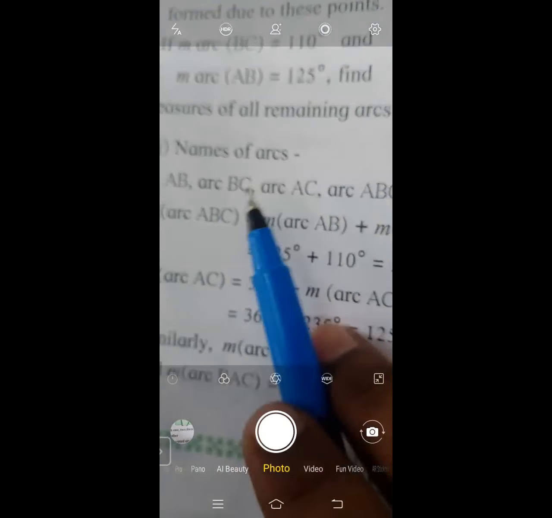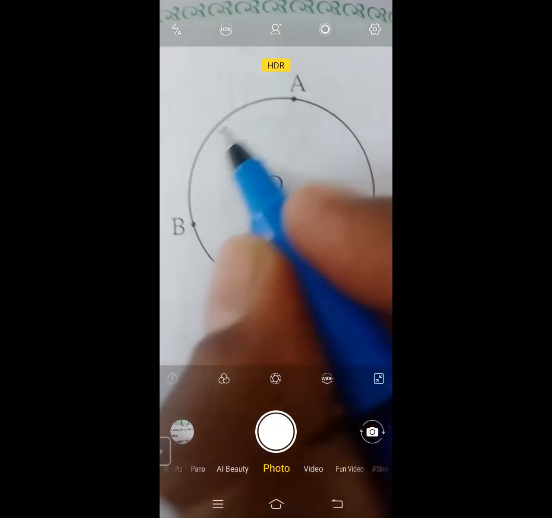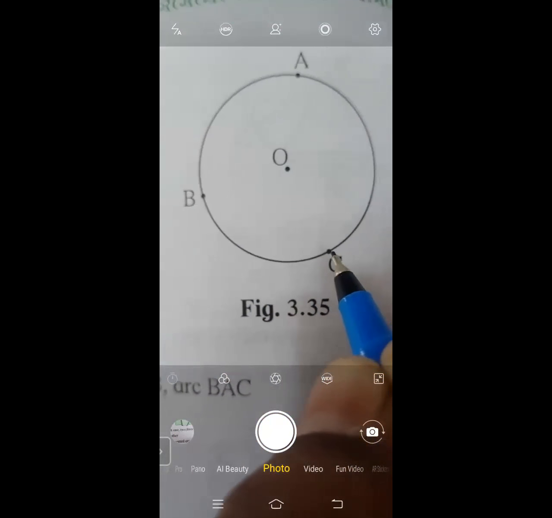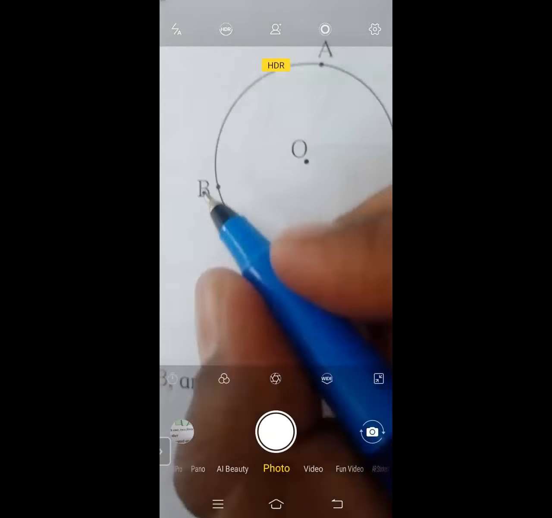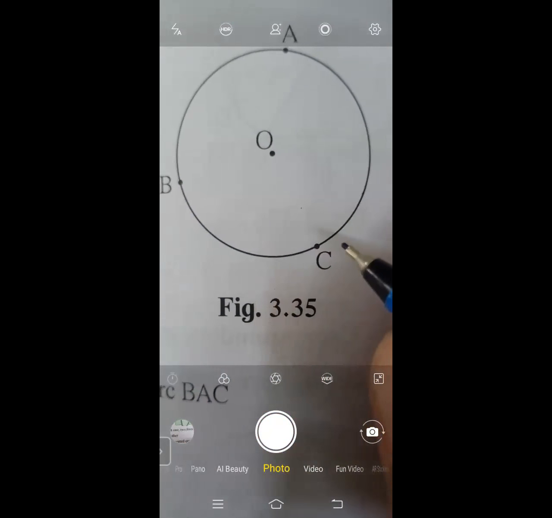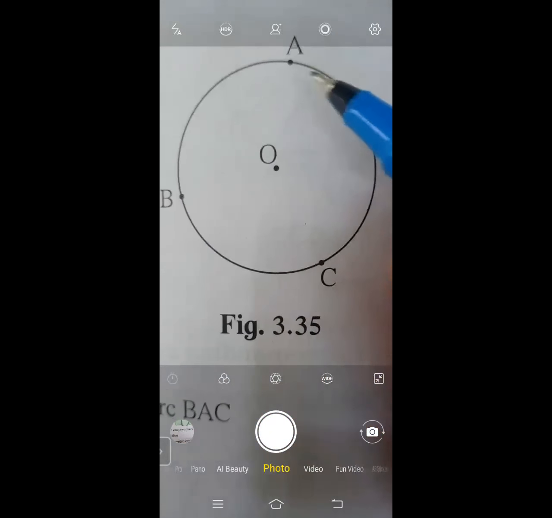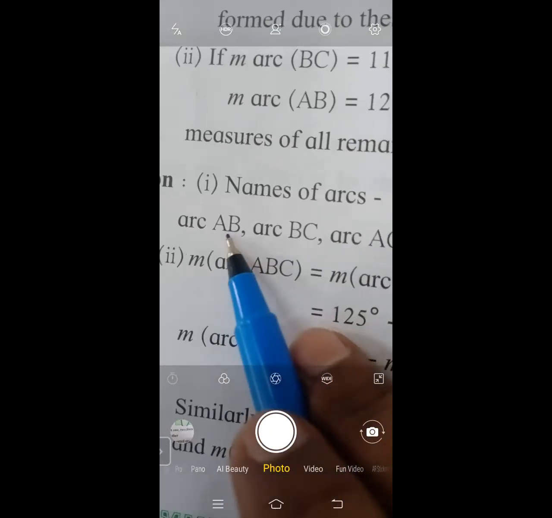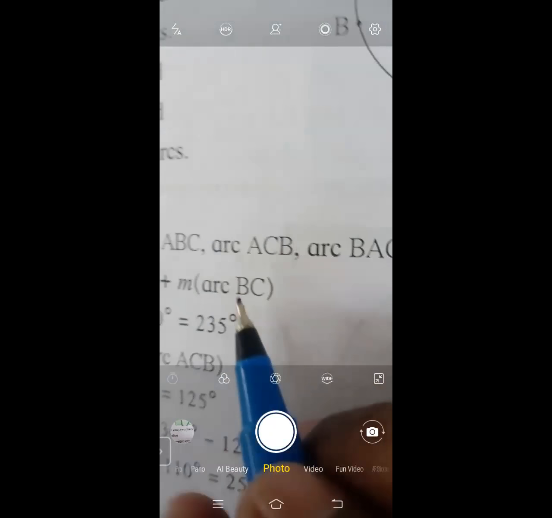Okay, so the names of arcs are as follows. Arc AB, this is the first arc. Then the second arc is BC. The third one can be AC. Now these were the arcs with just two points specified on the circle. We can also write arcs by specifying three points.